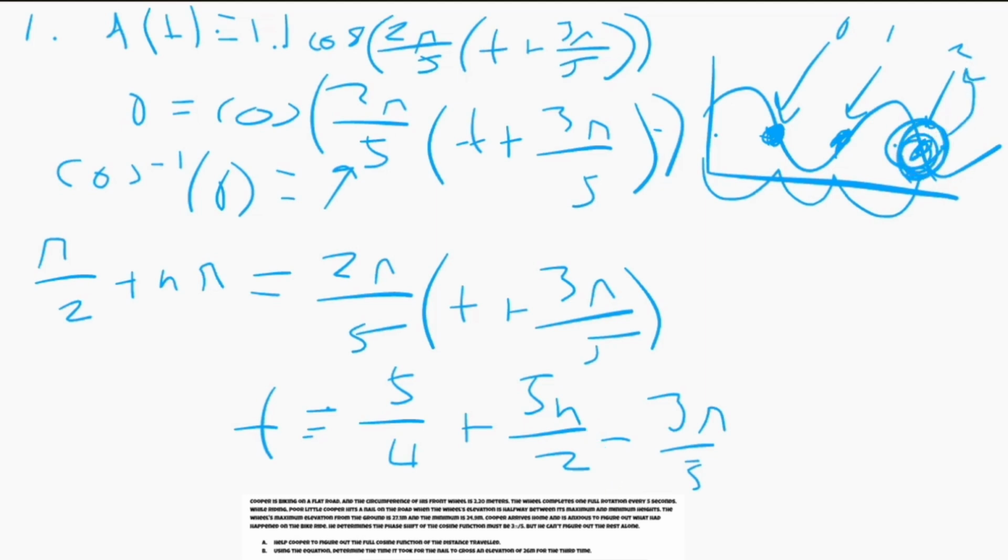So that's exactly what we're going to do here. We're going to take our n and put it in here. So time is equal to 5 over 4 plus 5 times 2 over 2 minus 3 pi over 5. Now, you can just cancel those out. So our time is just equal to 5 over 4 plus 5 minus 3 pi over 5. If you plug that into the calculator, make sure it's in radian mode when you do that, you get 4.37 seconds. And that would be our answer to the question.